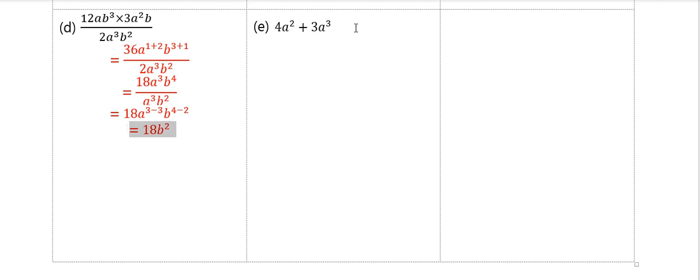About the last part, look at the sign in between: you have to add them. A reminder: you have to make sure that here, a square and a cube are not like terms, so you cannot do anything. Unless it is multiplied, like 4 times 3 and a square times a cube, that will be a different story. But here you have no choice because this one is plus, so there's nothing you can do. So this is your final answer. No change, right? There's no change on this one.